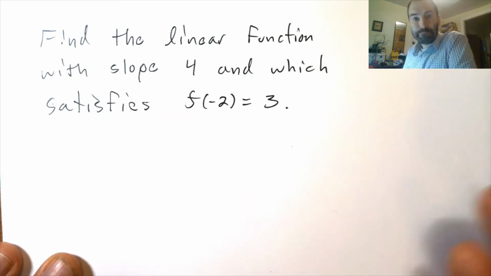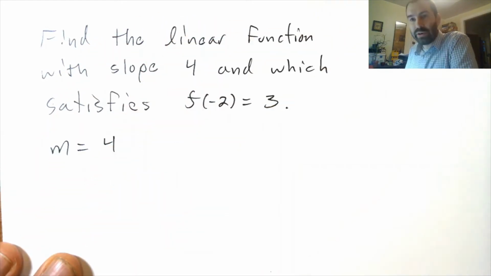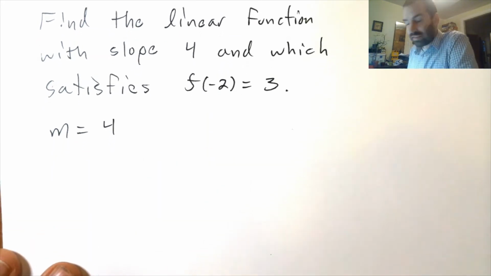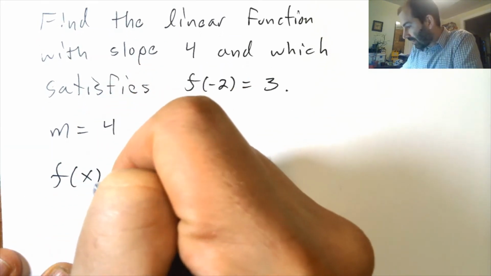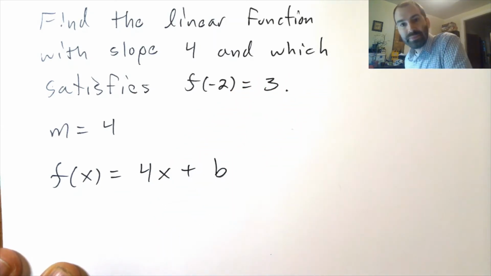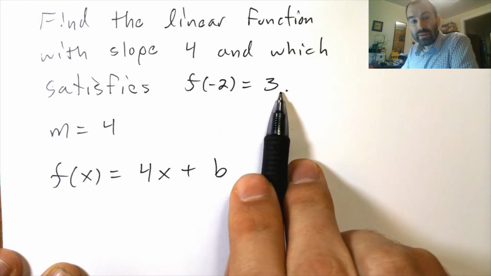Okay, well, they told me the slope. Whoa, right off the bat, m equals 4. Great. And that means I know my function has the form f of x equals 4x plus b. Okay? Now they told me f of negative 2 equals 3.